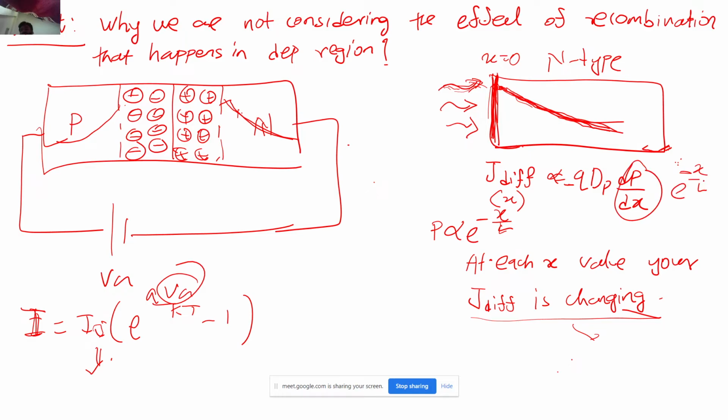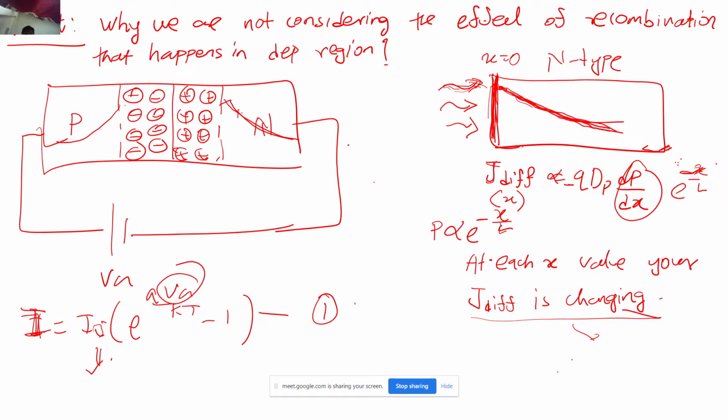And if this is exponential, varying with the distance x, then my J diff, the diffusion current density, will also vary with the distance x. Now my question was, this same phenomenon happens away from the depletion region in the PN junction. So the diffusion current itself is changing with distance, correct? In the lectures you have heard that the diffusion current is the major component of the diode current equation. So if this major component itself is varying with distance, how can you say that the current flowing in the PN junction is constant?